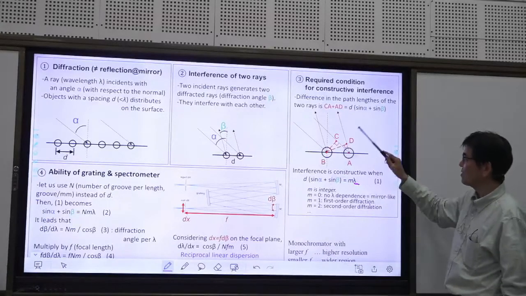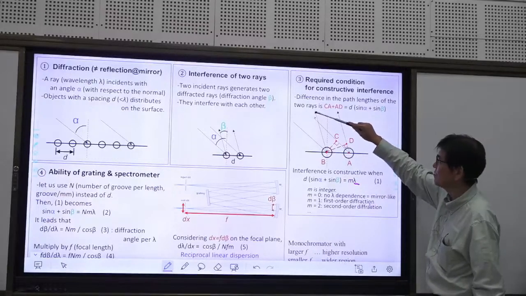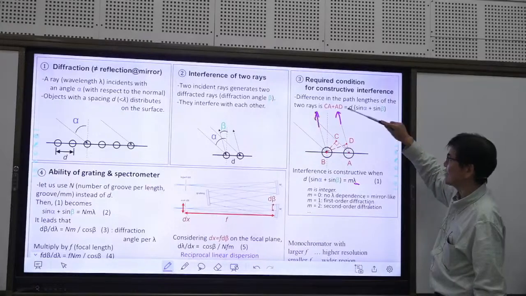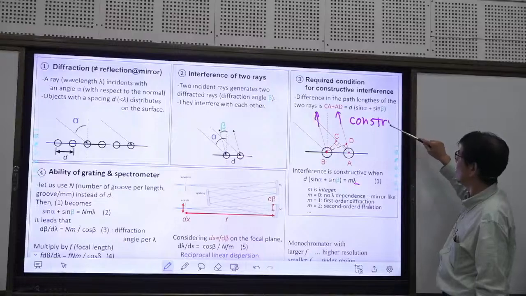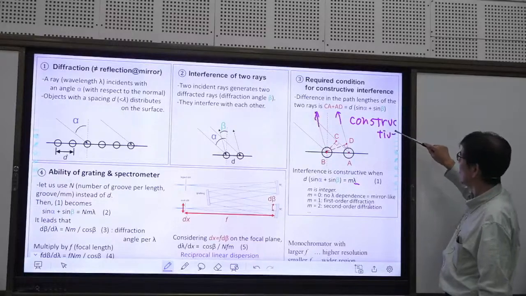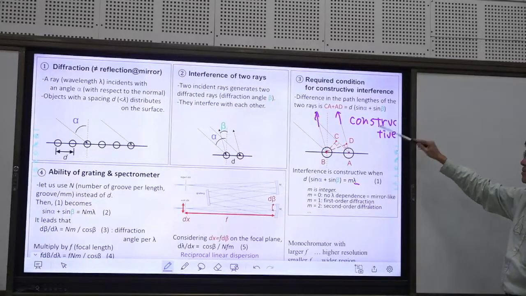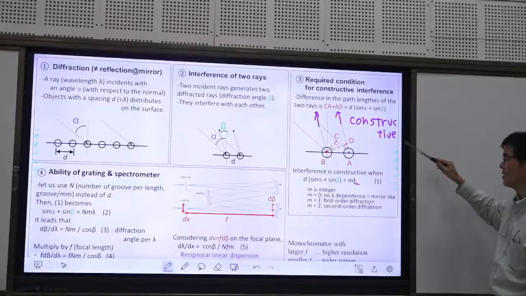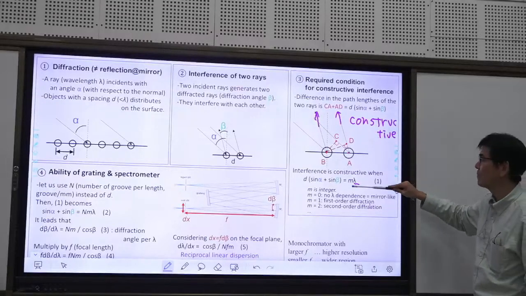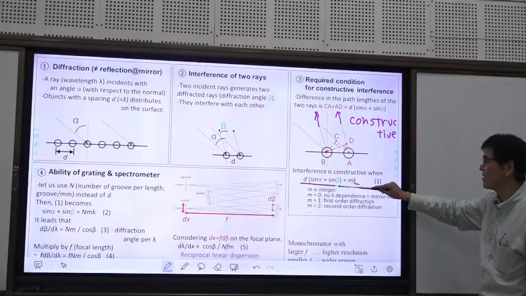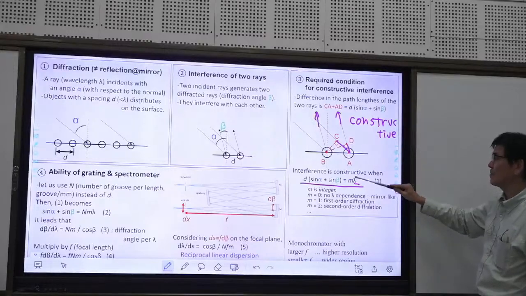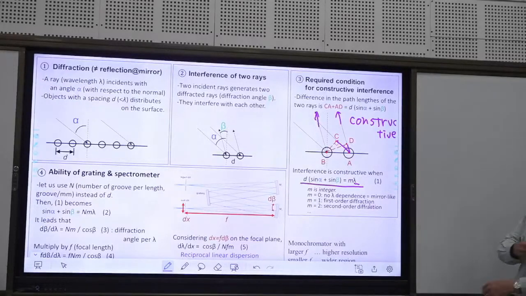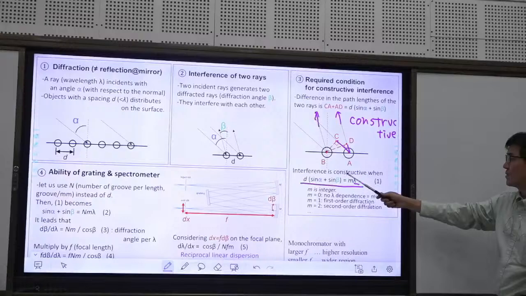Okay, so constructive interference of the diffracted light is achieved when it satisfies this equation, or the excess traveling distance is m times lambda. Okay, this is the diffraction condition.